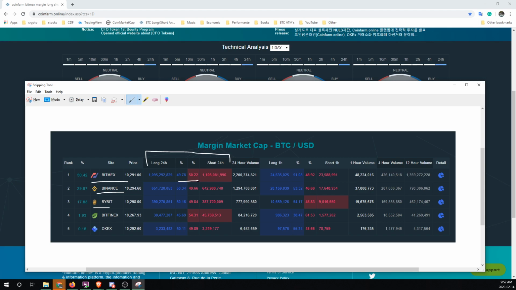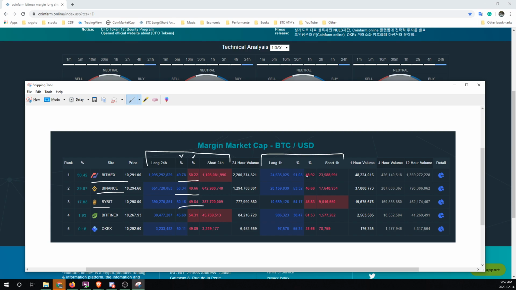49% to basically 51% for BitMEX, a little bit more on the short side. On Binance, it's basically break even, a little bit more on the long side, and on Bybit, it's a little bit on the long side, but basically break even for all 3 on the 24-hour. Pretty much well in equilibrium.